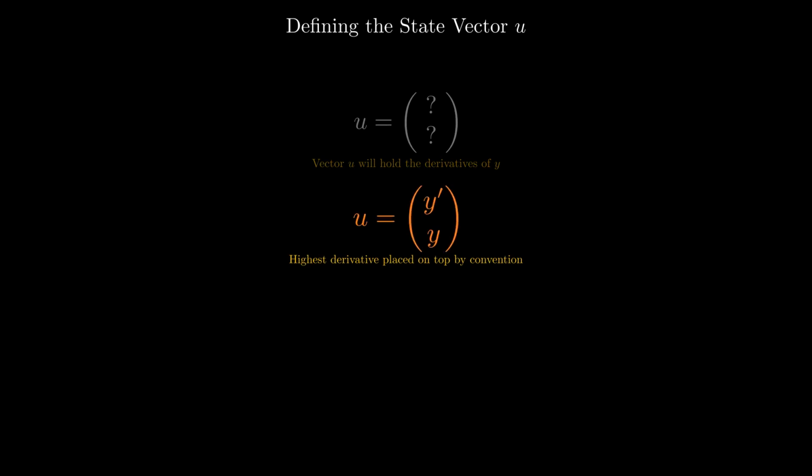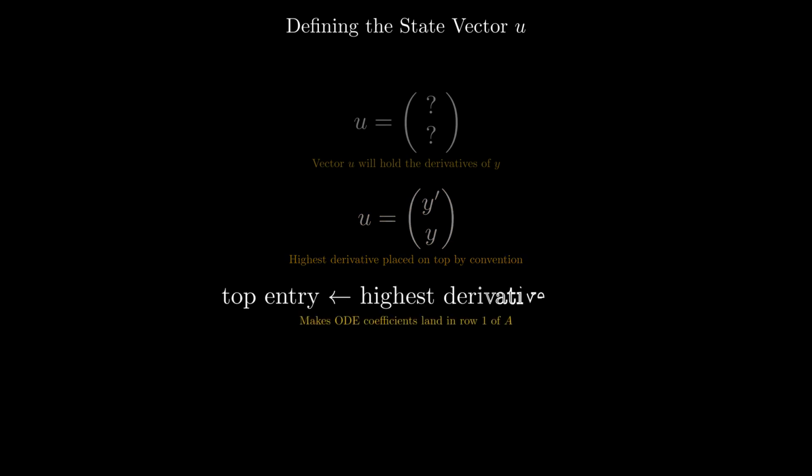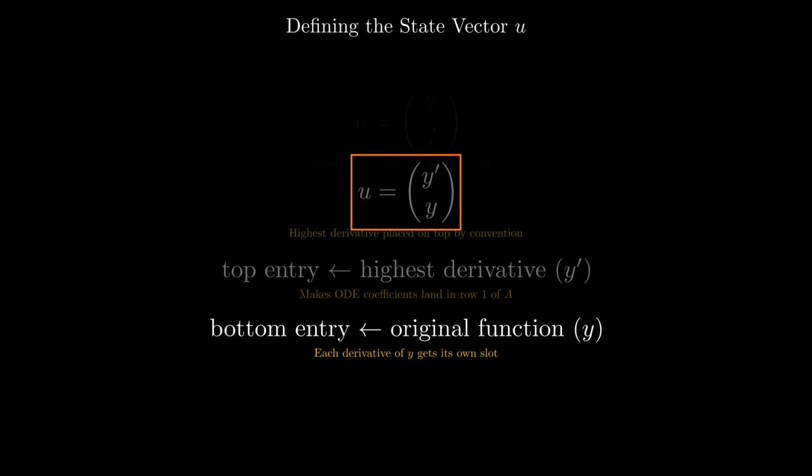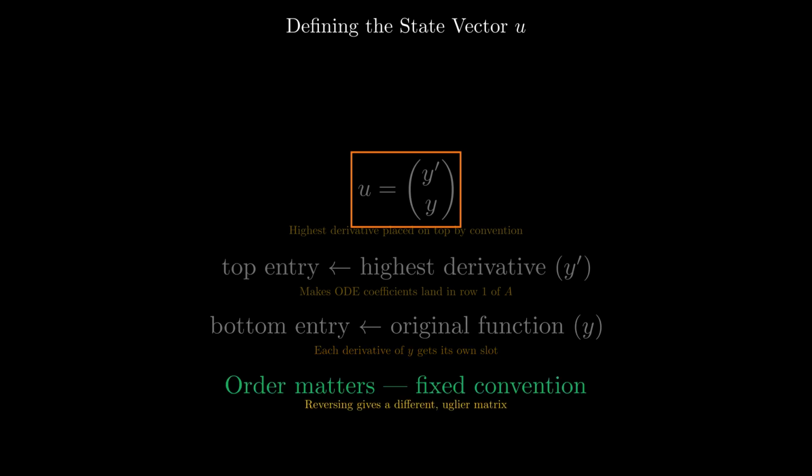Here's the key move. Name the derivatives. Define the vector u with two entries, y' on top and y on the bottom. Each derivative of y that appears in the equation gets its own slot in u. Put the highest derivative on top. That choice matters. It's what will make the original ODE's coefficients land neatly in the first row of our matrix. Reverse the order and you'll get a different, uglier matrix. Order here is a convention, but it's a fixed convention.